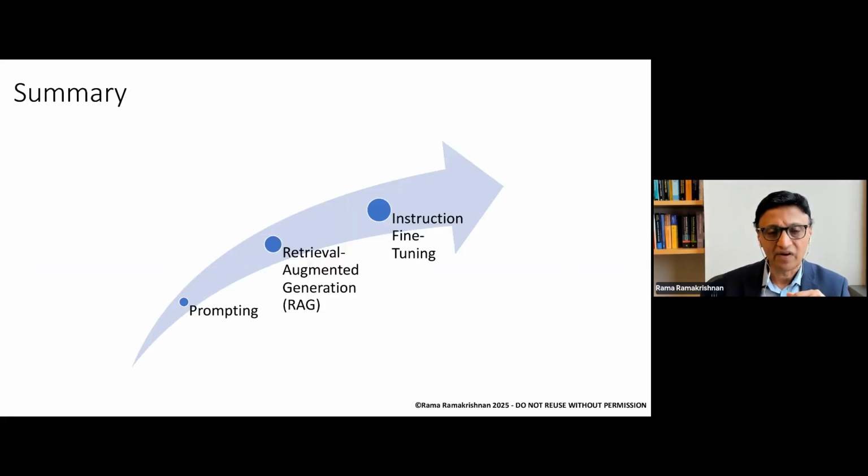So in general, what I find is that prompting is the easiest to do from an effort perspective, followed by RAG, and followed by instruction fine tuning. It's sort of like more effort and hopefully more payback when you do that. But it's not like you've got to pick one and none of the other two. It's not mutually exclusive. Very often people will mix and match all these things.